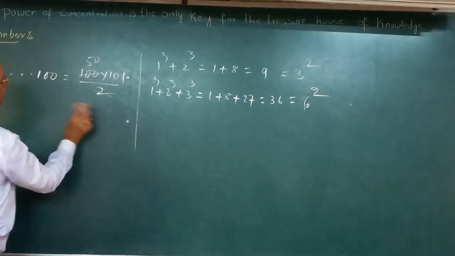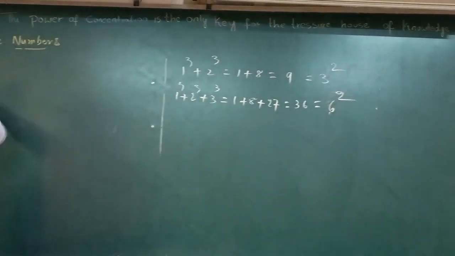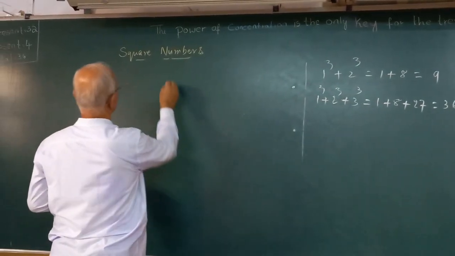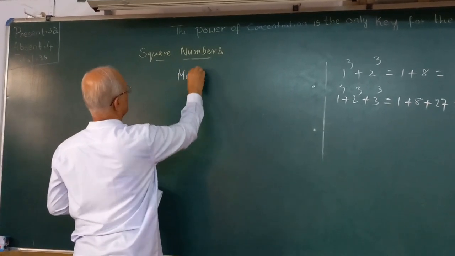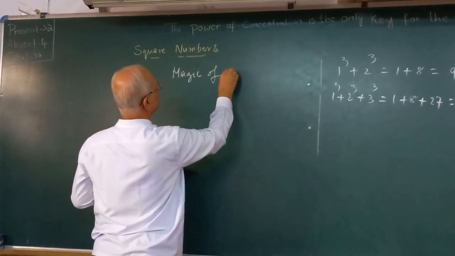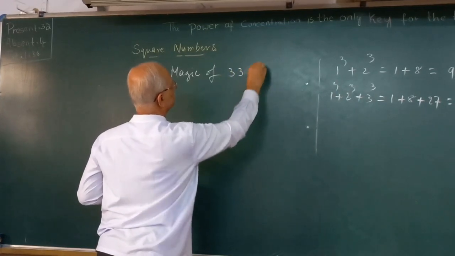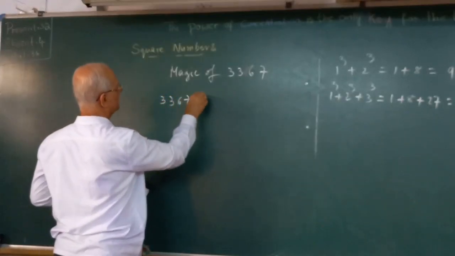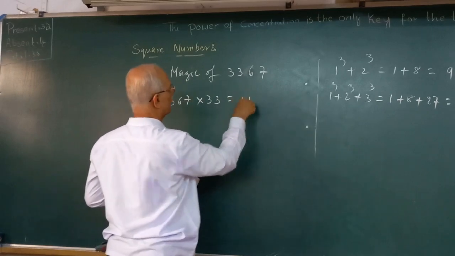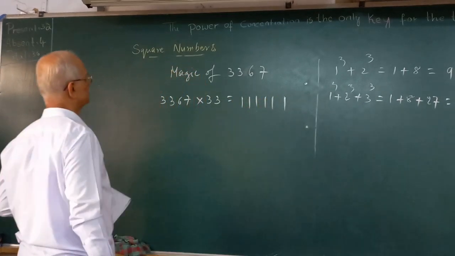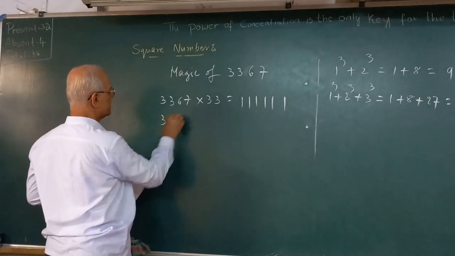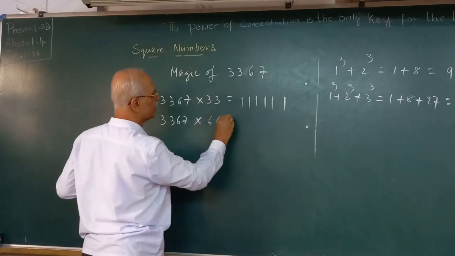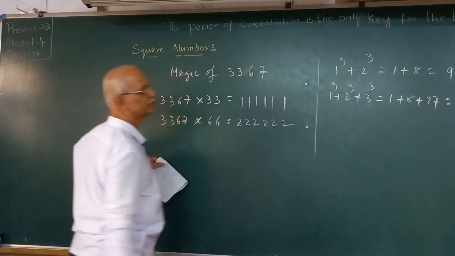I show you one number, how it gives the answer, this magic number, the magic of 3367. If you multiply this 3367 by 33, you get 111. Same 3367, if you multiply by 33 plus 33, how much? 66. You get 222222. See?